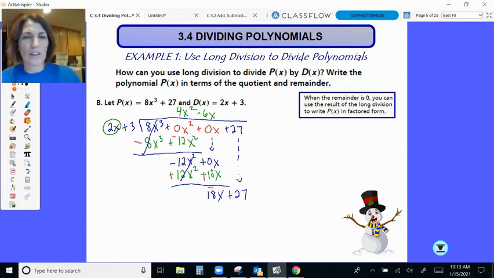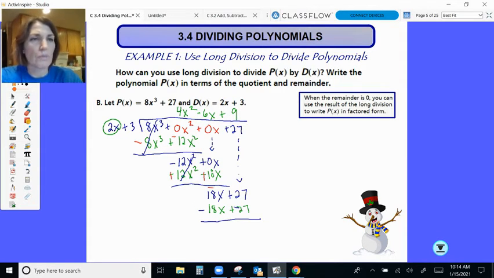So what number times 2x gives me an 18x? That will be a positive 9x. Or excuse me, just a positive 9. Right? So 9 times 2 gives me 18x. And then 9 times 3 gives me a positive 27. And you'll notice here, when I subtract, I get 0.